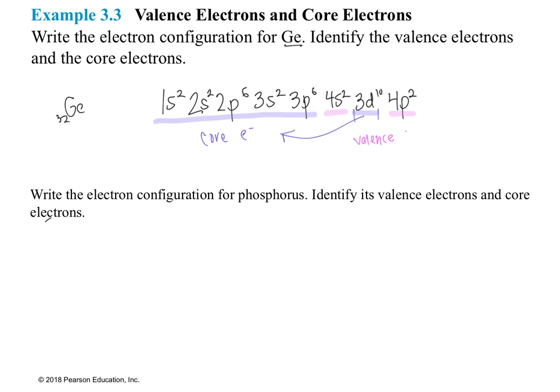So now I'm going to let you do this for phosphorus. And indicate how many valence electrons it has.